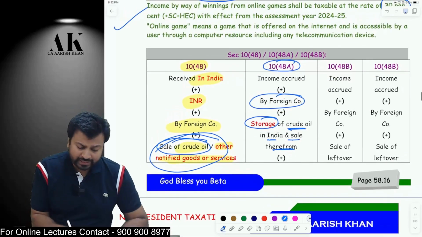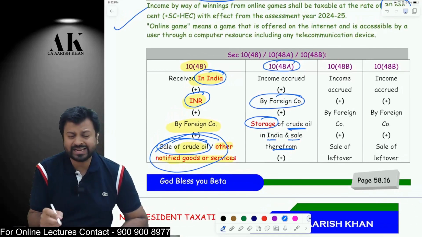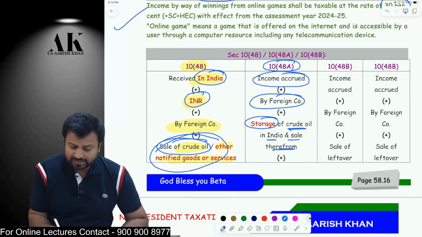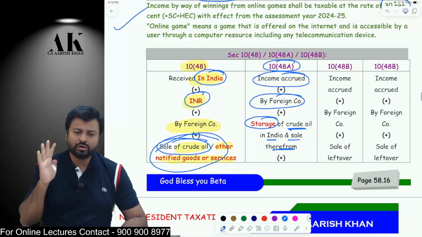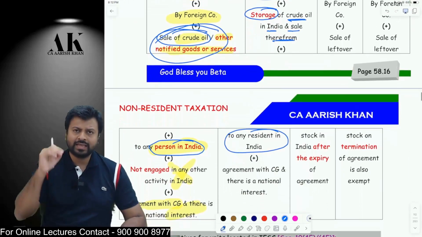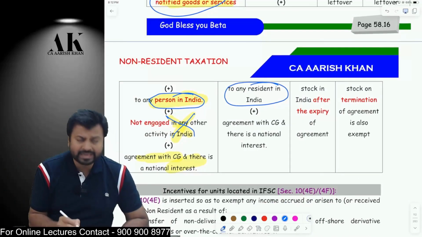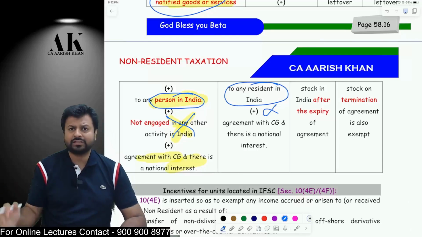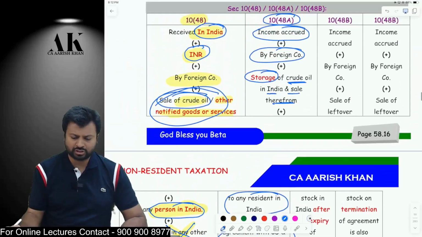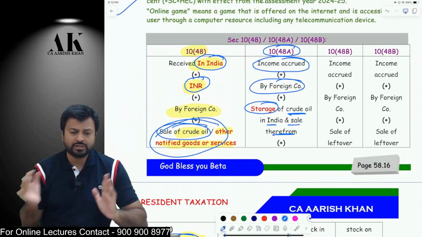In the first section, the money has to be received in India in INR. In the second section, there is no condition like that. You just have to accrue that income in India. There is no need to receive it in India or in INR. They can receive it outside India. They can receive it in currency other than INR also. In the first section, they cannot engage in any other activity. There is no condition like this over here. And the last point is similar to the first section. I hope you are clear with the distinction between both sections.